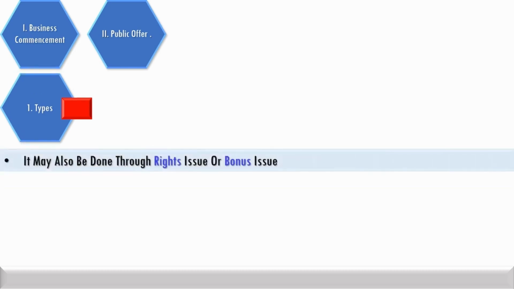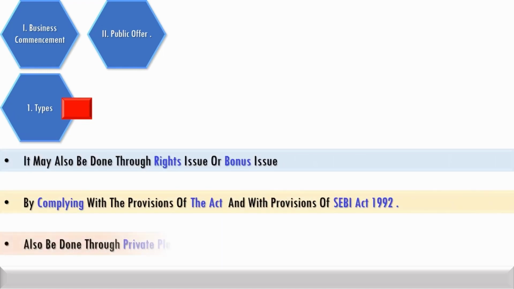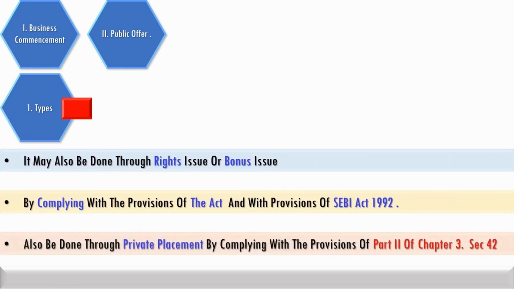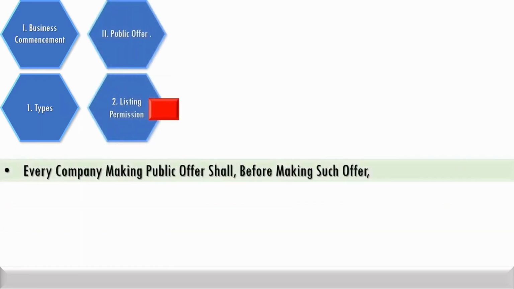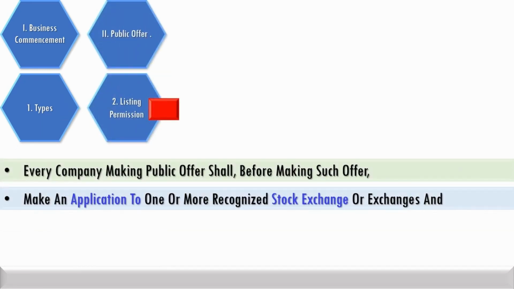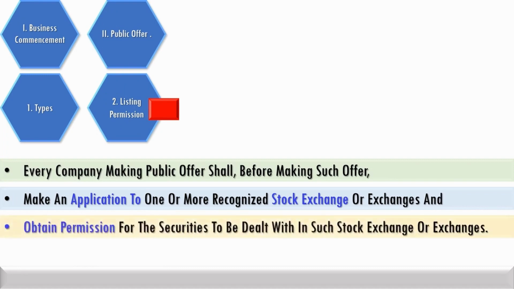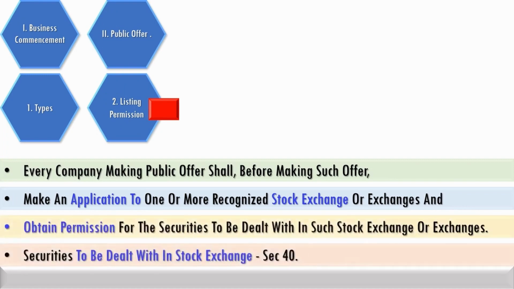3 more variants of public offer from a company are rights issue, bonus issue, or a private placement under Section 42. To comply with requirements of Section 40, every company making a public offer before it makes the issue approaches one or more recognized stock exchanges to obtain permission for their securities to be dealt in such stock exchange.